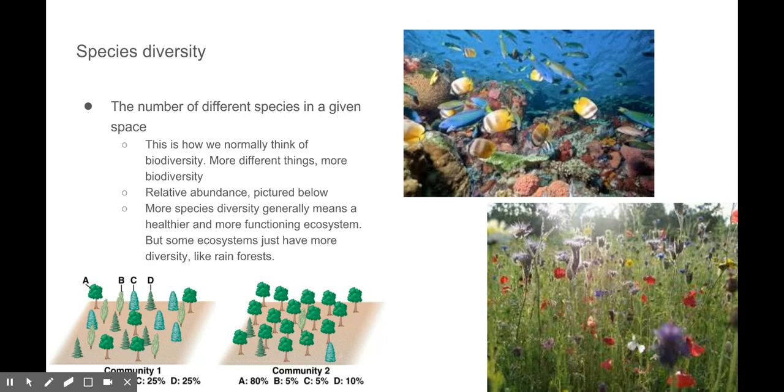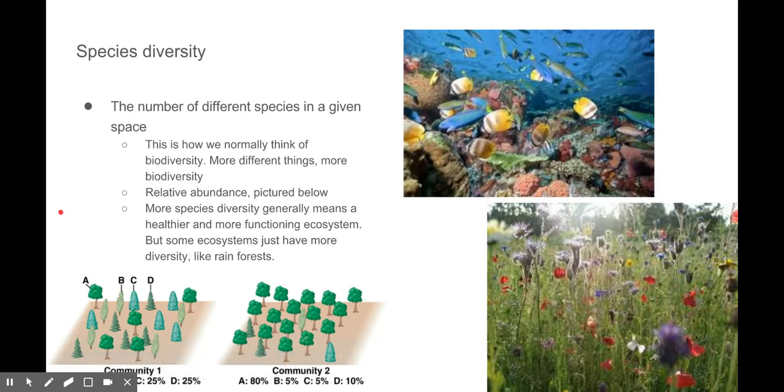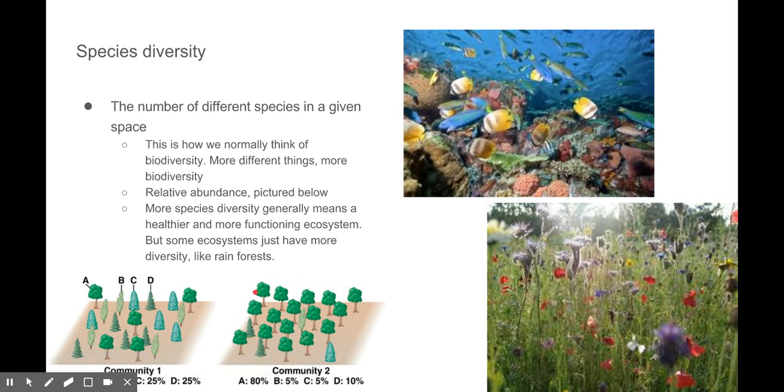The number of different species is called absolute diversity. Relative abundance, however, is also important. When we look at this picture down here, it's very obvious that community 1 has a higher level of diversity than community 2. But if you just count the different species, they each only have 4 different species: tree A, tree B, tree C, and tree D. The difference between community 1 and community 2 is that in community 2, you see 80% tree A. You see a lot and a lot of tree A.